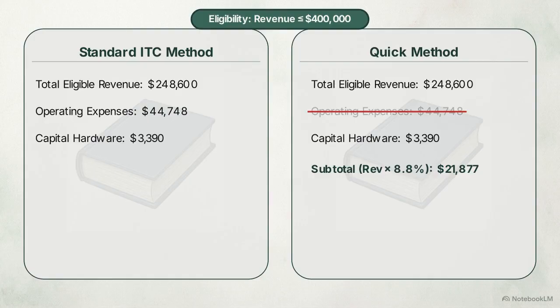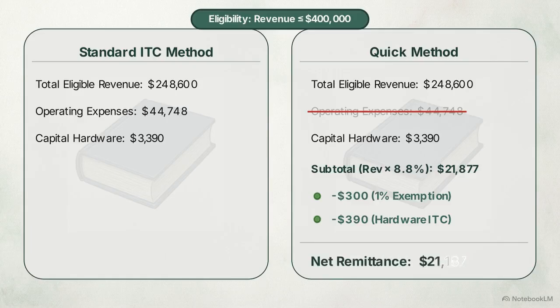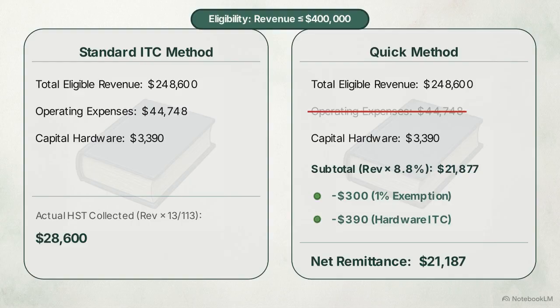Instead, we apply a predetermined flat rate, in this case 8.8%, directly to the total eligible revenue, giving us a subtotal of $21,877. Next, we apply the statutory deductions allowed under this method. We deduct a 1% exemption on the first $30,000 of supplies, saving $300. Then we claim the standard ITC for the capital hardware purchase, subtracting another $390. That brings the final net HST remittance owed to the government down to $21,187.